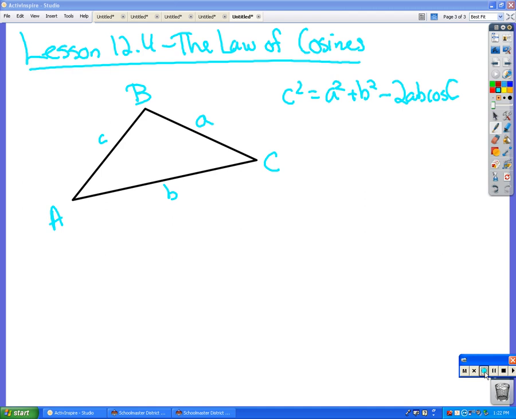And so the main thing that you need to remember, two main things. One is that this frees us again of the shackles of having to use only right triangles. This holds true for any kind of triangle that you want.